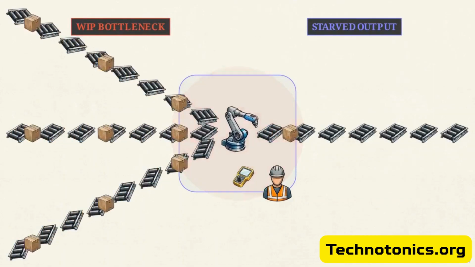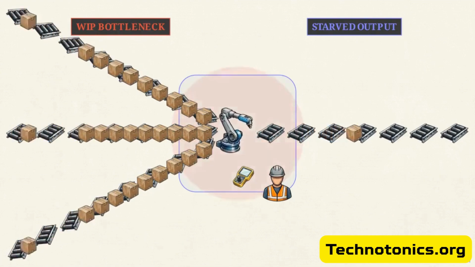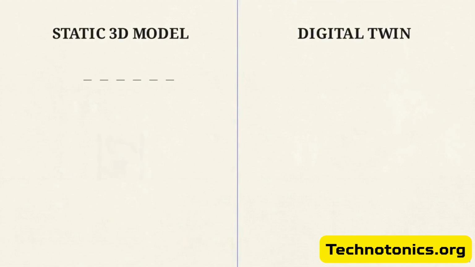The traditional reactive workflow of developing paths on the shop floor mathematically limits throughput. It represents a bottleneck that prevents facilities from scaling to meet modern production targets. To solve this, we use a digital twin.